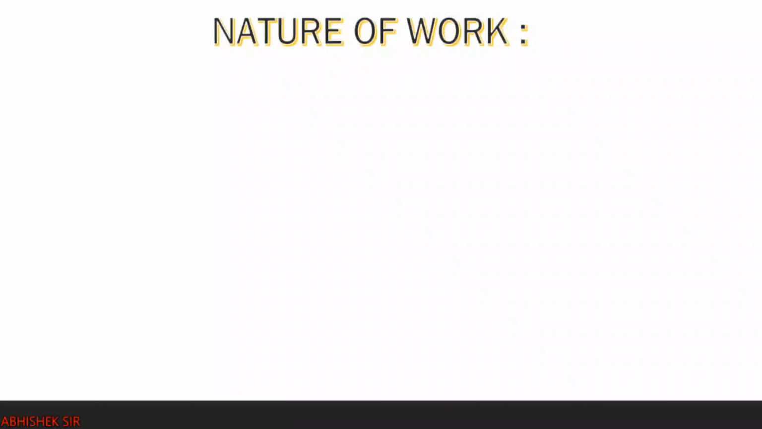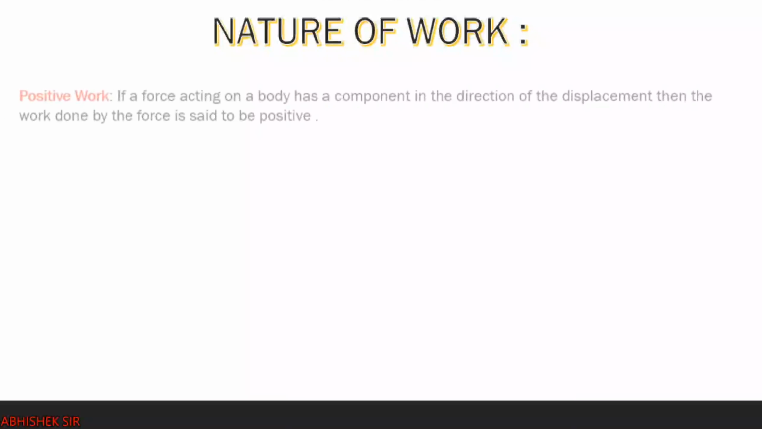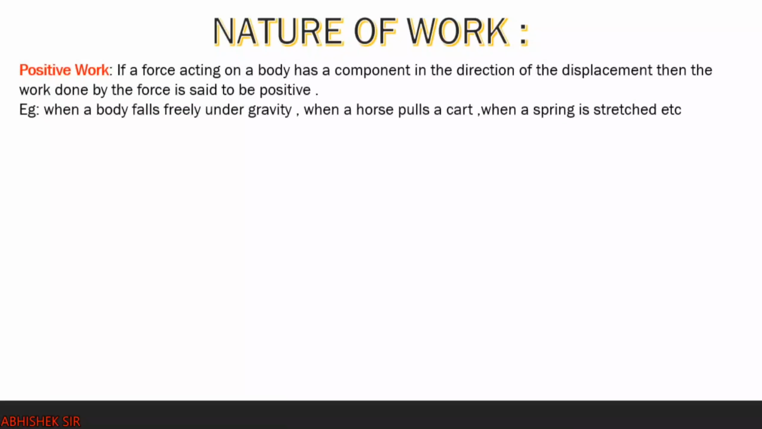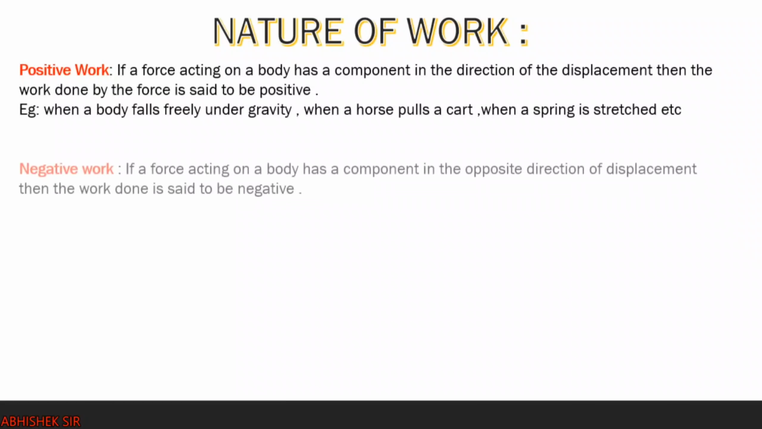Now, nature of work. Based on the different directions of motion relative to the force, we can divide work into positive, negative and zero work. So what is positive work? If a force acting on a body has a component in the direction of displacement, then work done is positive. When a body falls freely under gravity, when a horse pulls a cart, when a spring is stretched, these are a few examples of positive work.